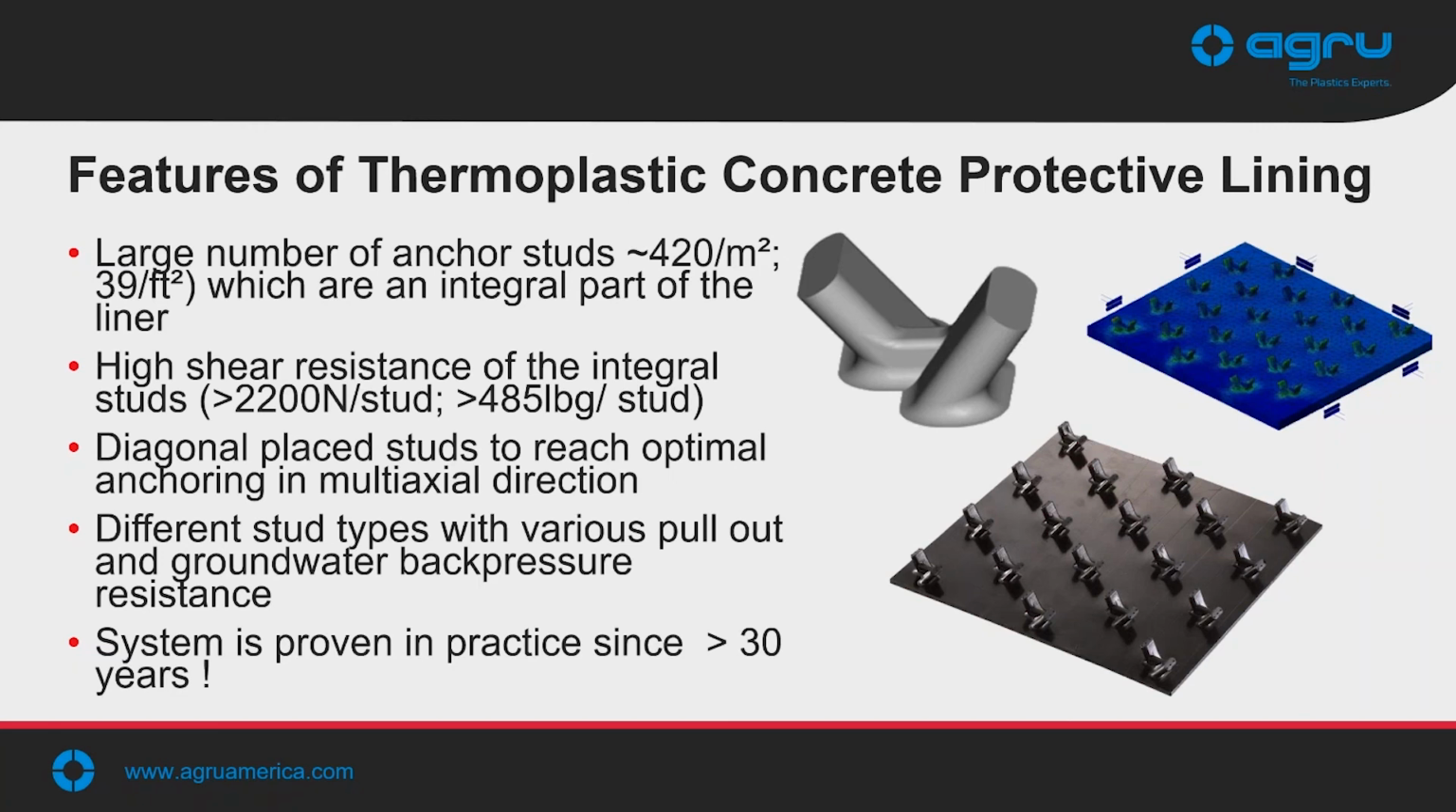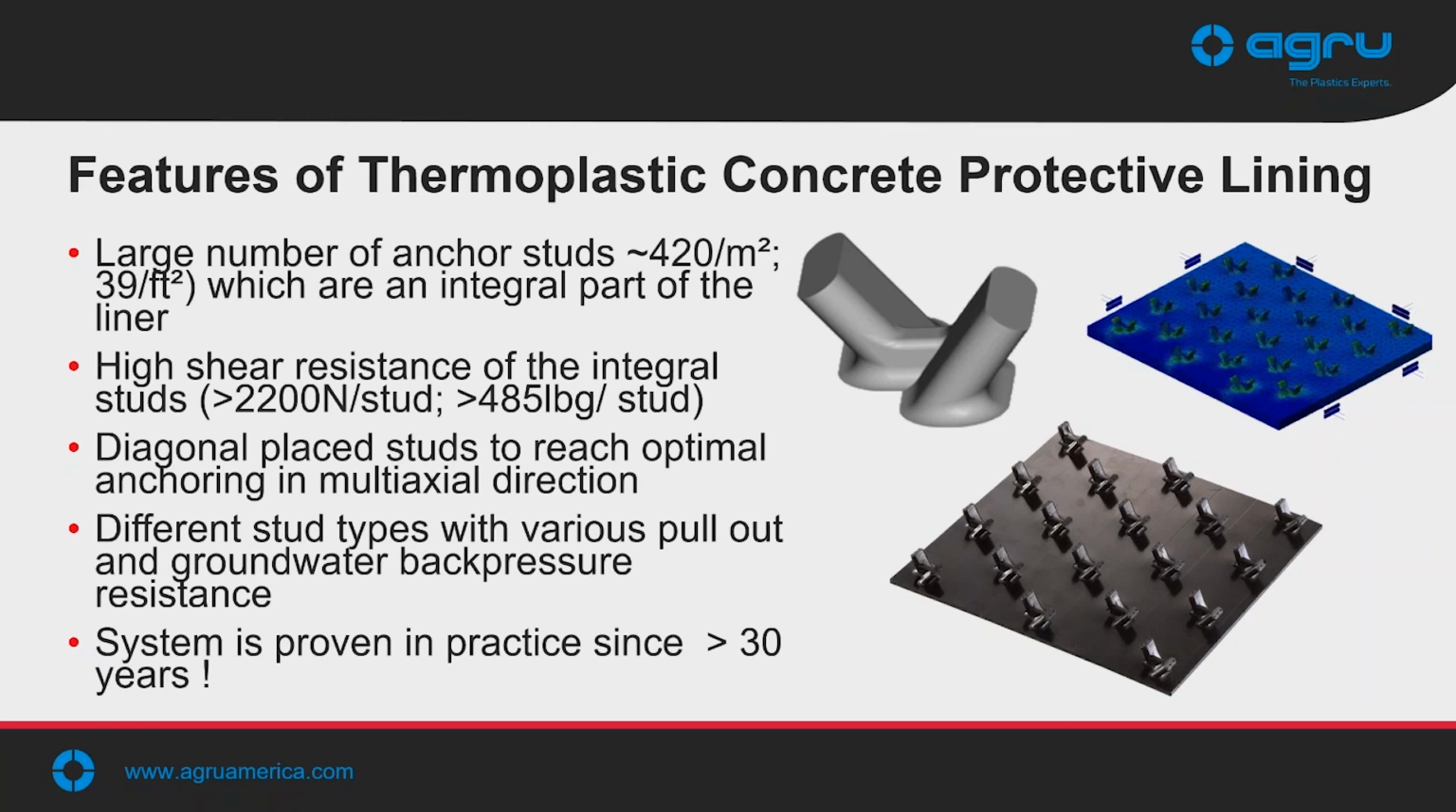If you hadn't seen it before, this is the basic design that AGRU uses in our concrete protective liner systems. We have these V-shaped anchors, and we have about 39 of them per square foot, which translates to around 420 per square meter. We have a very high shear resistance for these studs. The anchors are integrally cast with the liner system.